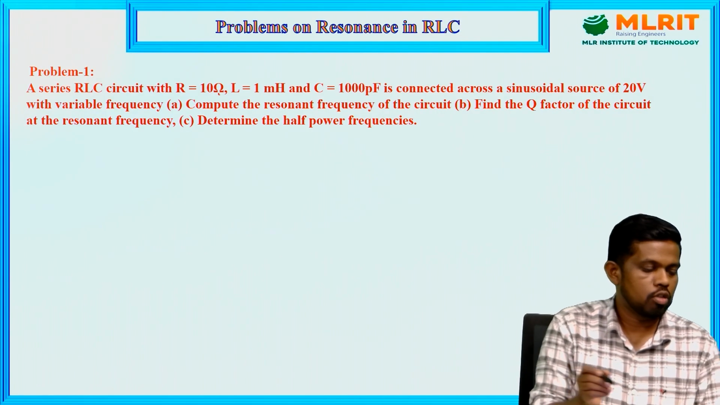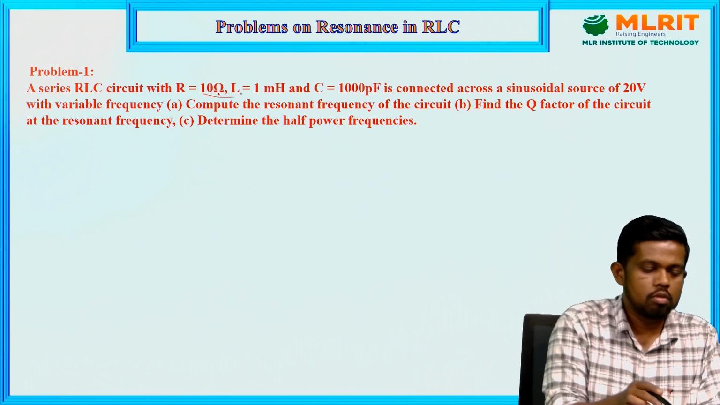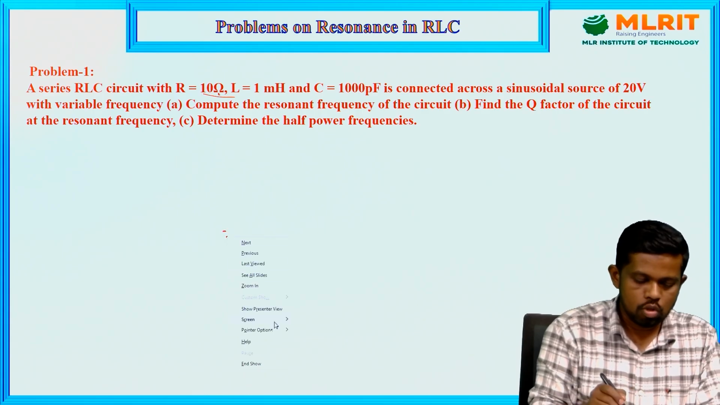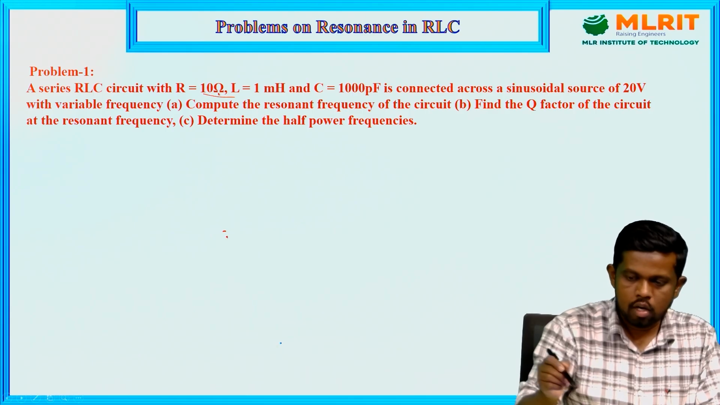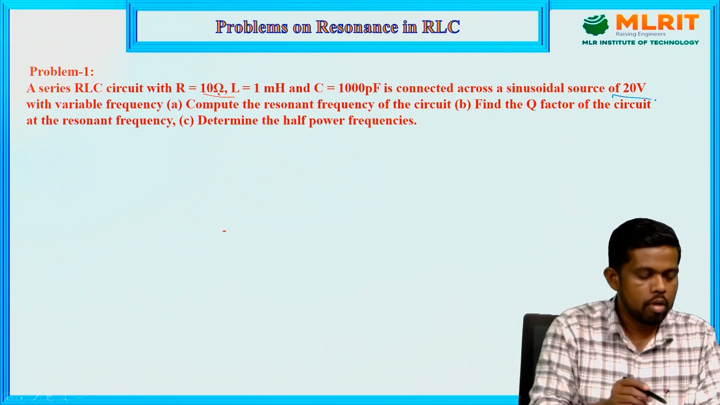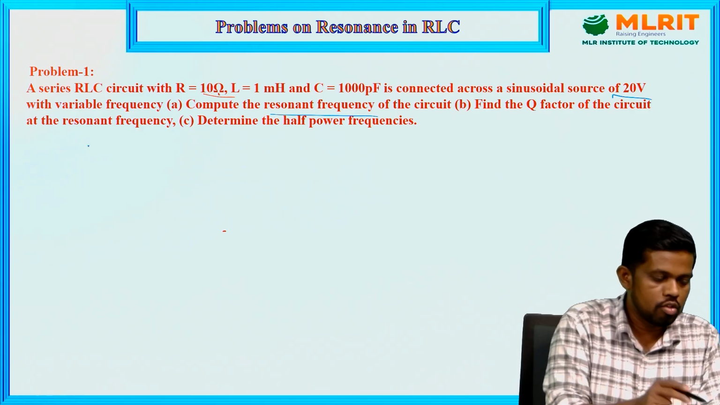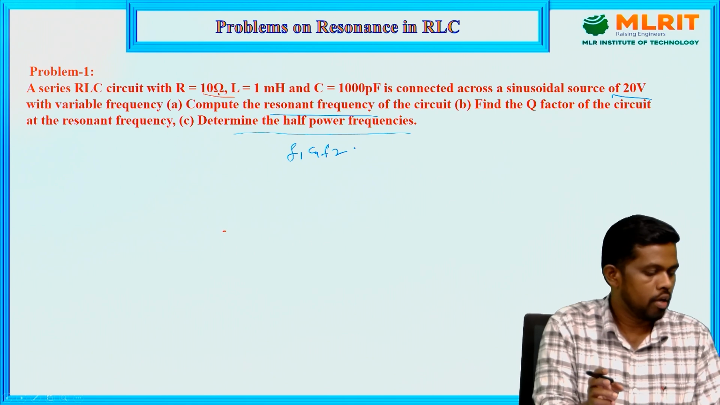In the very first problem, a series RLC circuit with a resistance of 10 ohms, an inductance of 1 millihenry, and a capacitance of 1000 picofarad, all connected in series, is connected to an alternating source of 20 volts. Based on this, we need to find the resonant frequency value, the quality factor of the network under the resonance condition, and also determine the half power frequencies, that is, the F1 and F2 values.